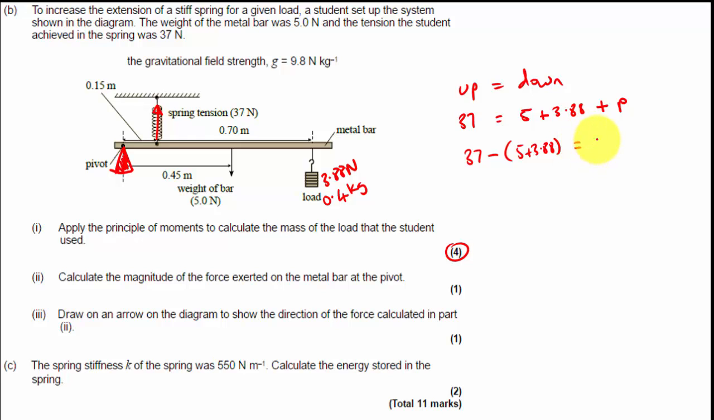Okay, so we get a value of 28.12 newtons. So that's 28.12 newtons.